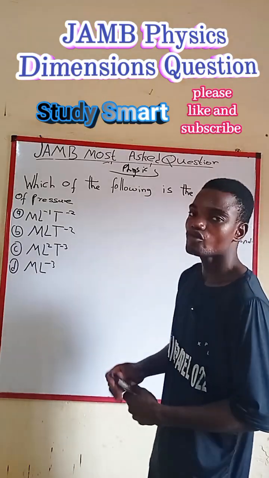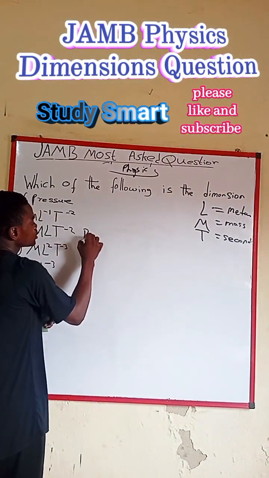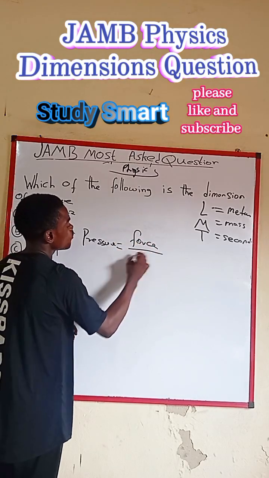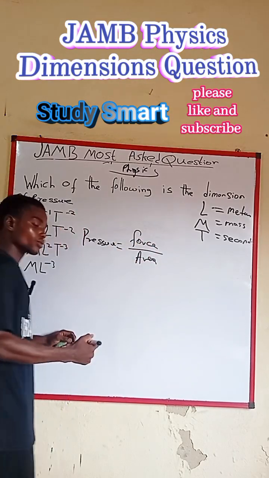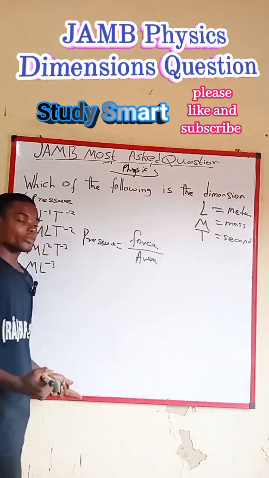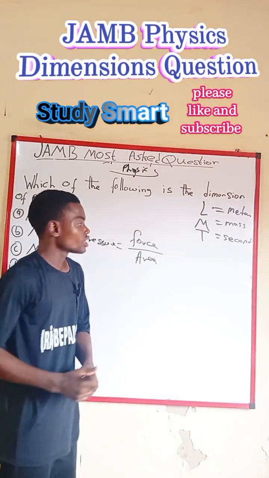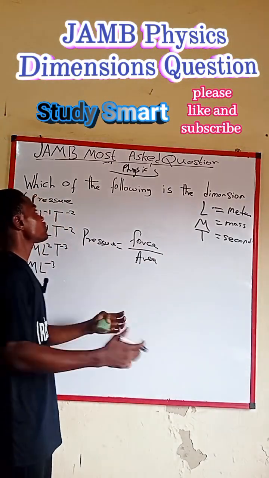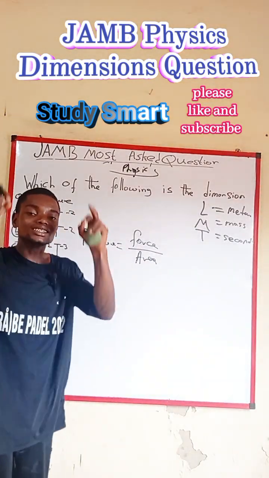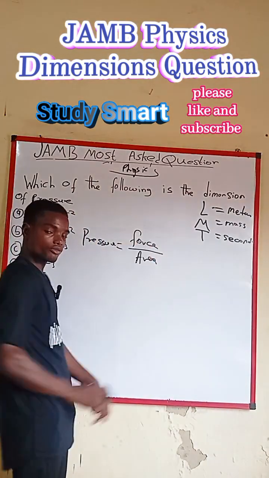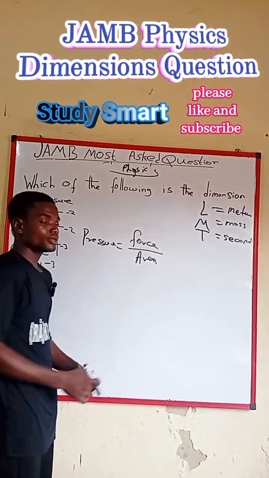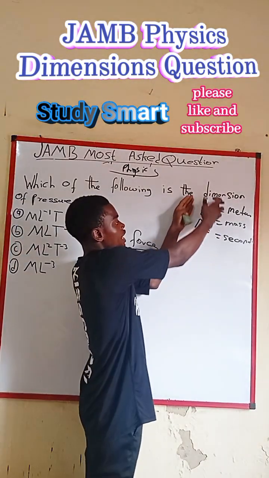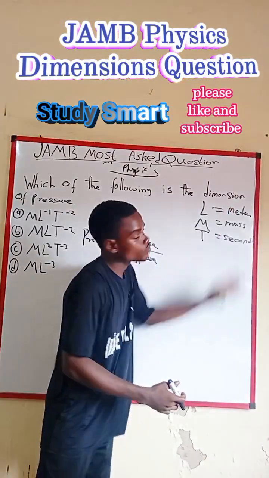Now, what do you need to know? Pressure is given by force over the area. That is, if you calculate the force you put on something and the area of that, you get the pressure. From the formula of whatever thing you need to find the dimension of, try to get the unit of the parameters you have. I have force as a parameter, area as a parameter. Get their units. From their units, convert them to these capital letters using what I've just stated here.